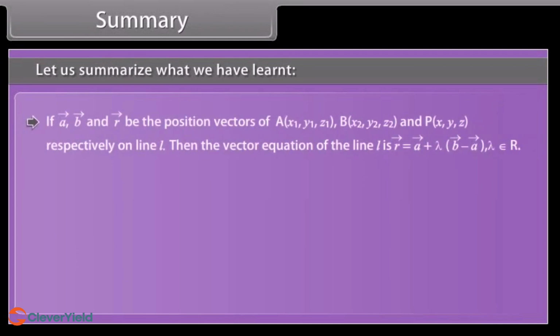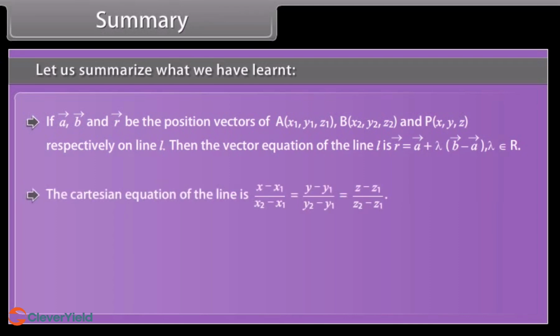if vectors A, B, and R are the position vectors of A(x1, y1, z1), B(x2, y2, z2), and P(x, y, z) respectively on line L, then the vector equation of the line L is R = A + lambda (B - A), where lambda belongs to the real numbers. The Cartesian equation of the line is (x - x1)/(x2 - x1) = (y - y1)/(y2 - y1) = (z - z1)/(z2 - z1).